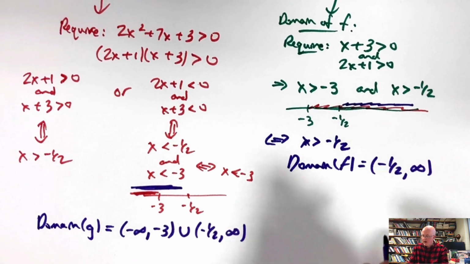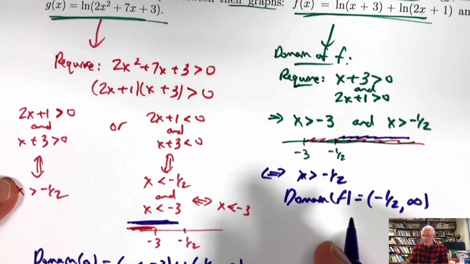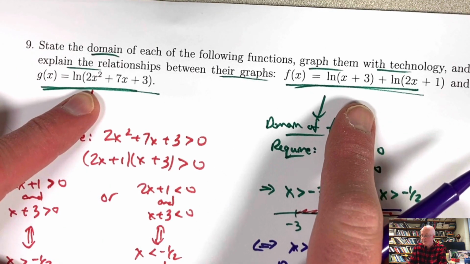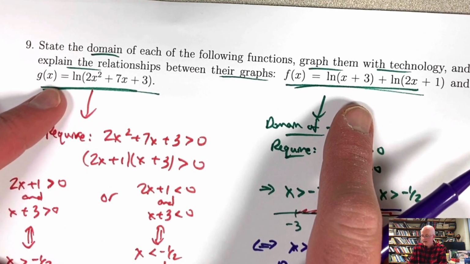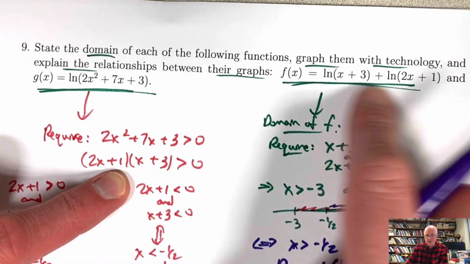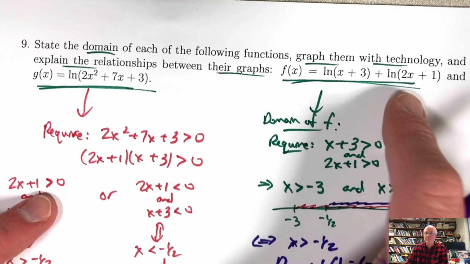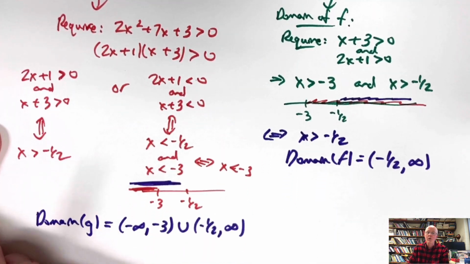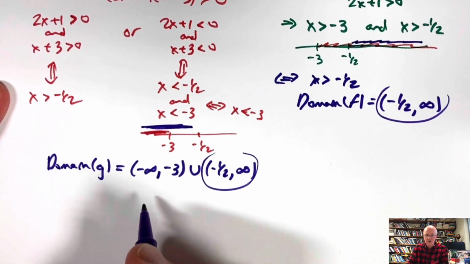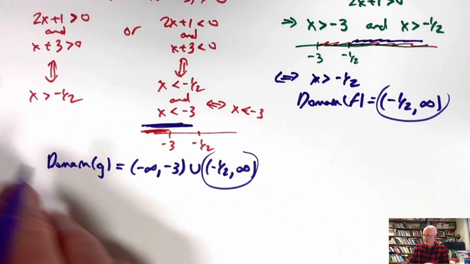We can graph them, and I'll graph them with technology. They are the same function where they are both defined, right? Because of properties of logs. We've got the log of this product is going to be the sum of the individual logs, which is what this is. f and g will be the same for their common domain, which is going to be this part, but g has a bigger domain overall.